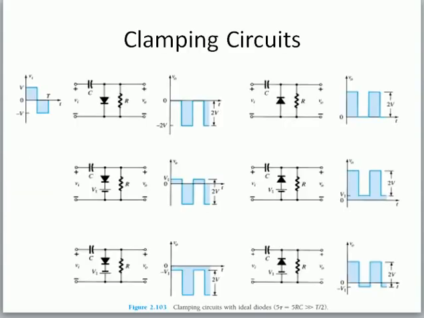Here we have different clamper circuits. The first circuit has a diode and a resistor, and then the output will be like this. There is no DC supply here, as you have seen.